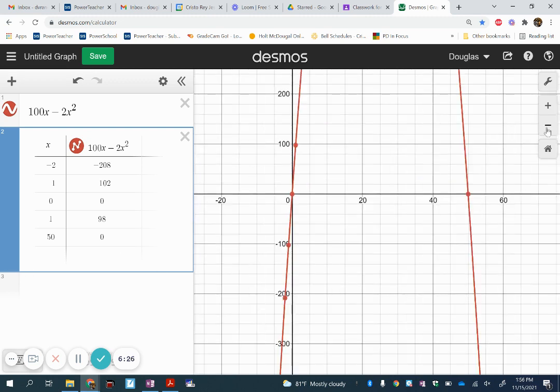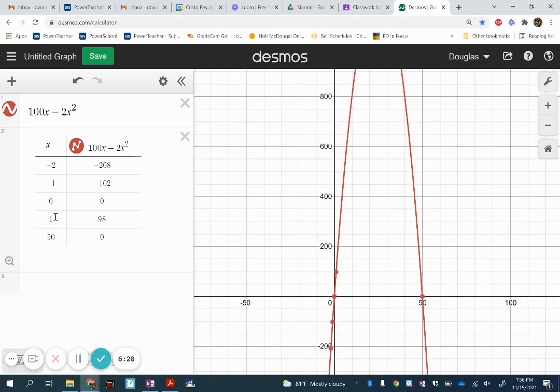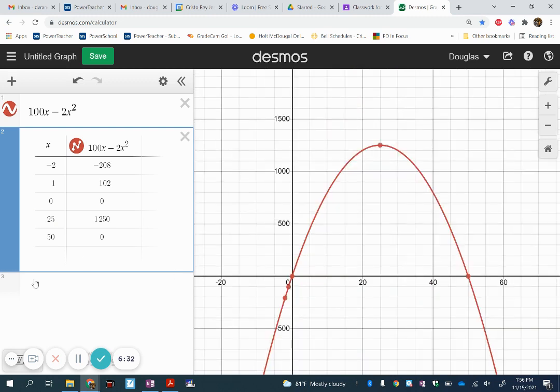There we go. And then we also need to have 25 in there, right? That's our maximum. So you'll notice we have 0 and 50. Those are the endpoints. And we said our critical point was 25. And that is where we have our highest y value of 1,250 square feet. So you can see how Desmos allows you to find this as well.